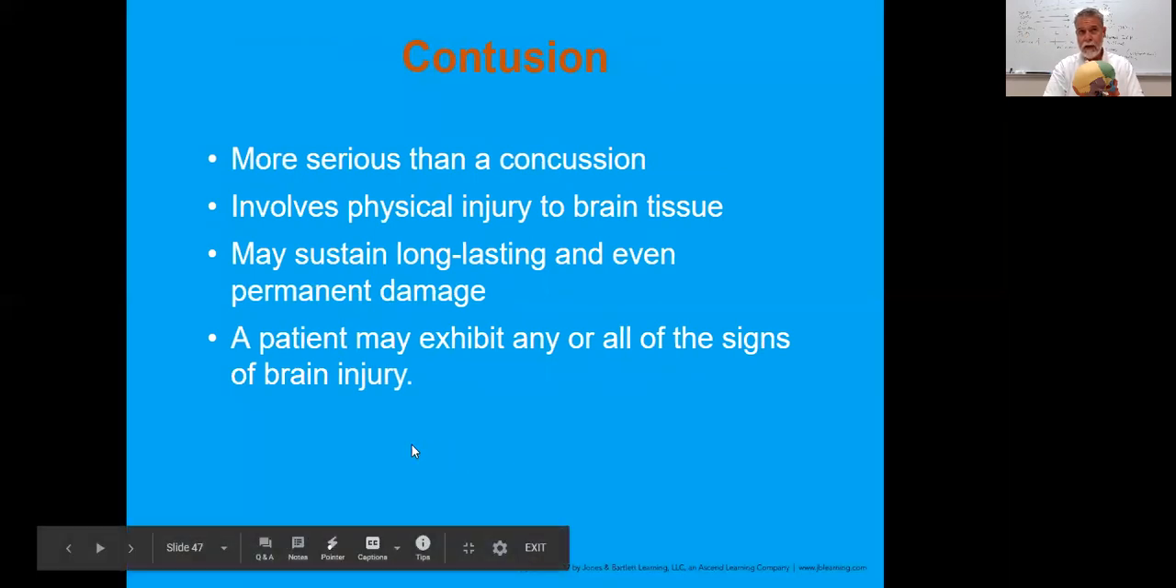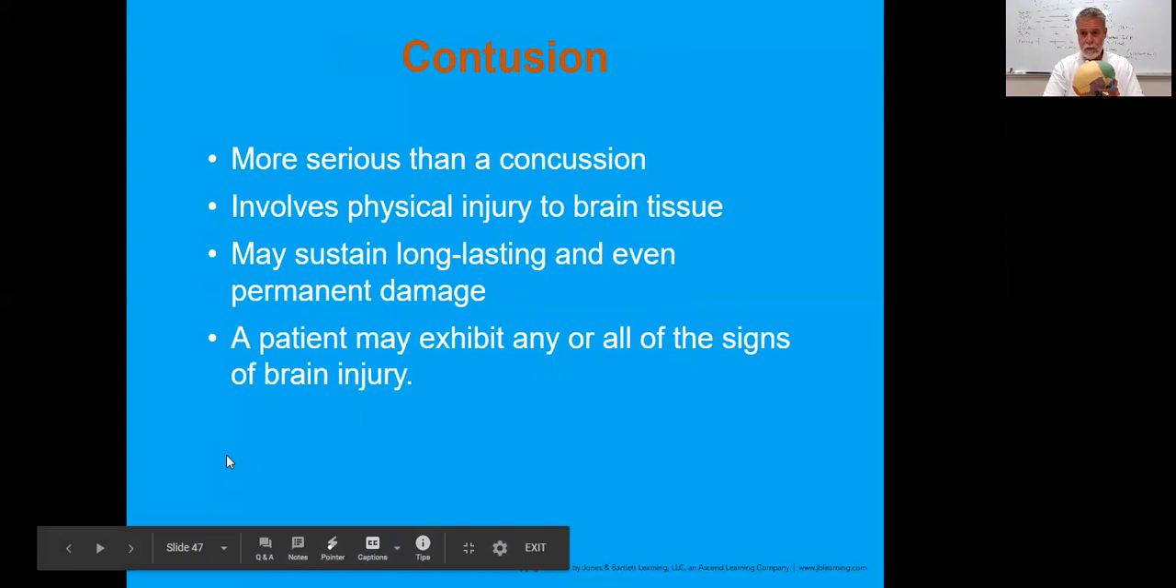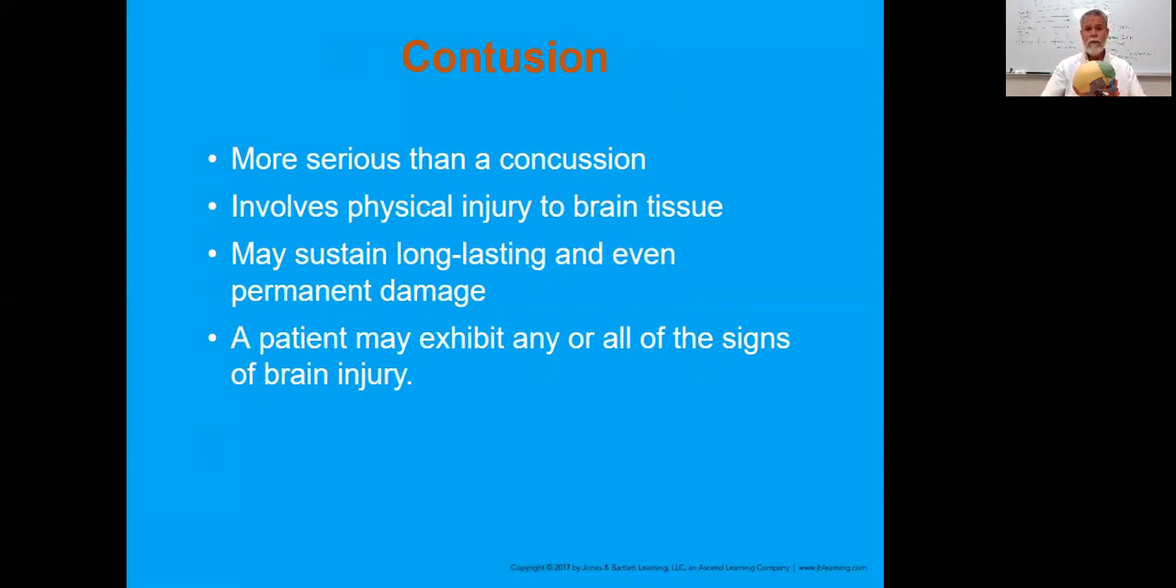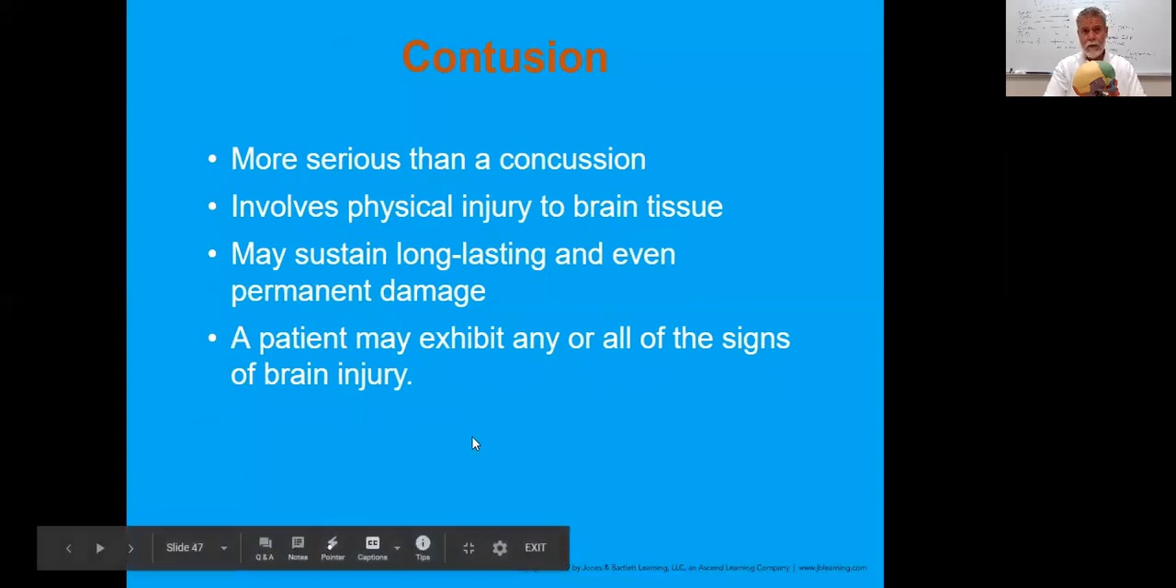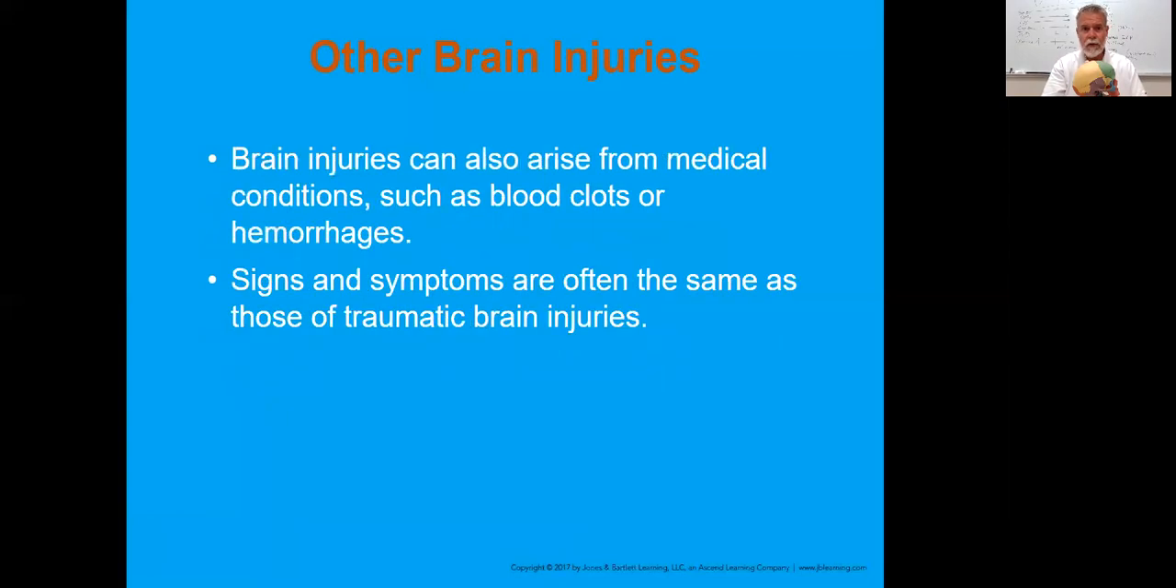Now, unlike a concussion, a contusion is more serious. Okay, there's actual physical injury to the brain tissue, so there could be long-lasting, permanent damage. This definitely falls into the category of a TBI. The patient may have all those signs and symptoms, or they may be milder, depending on the time it takes that swelling to develop, which is why I'd much rather have them en route to the hospital if they start exhibiting those signs than sitting back at home because we just did a refusal on that person.